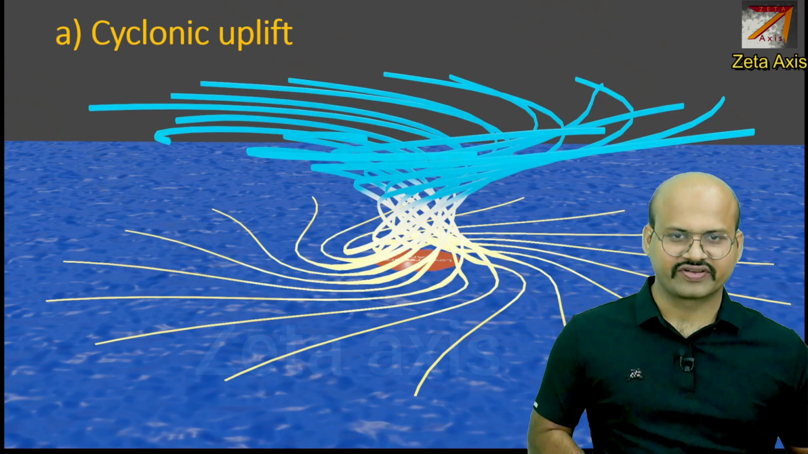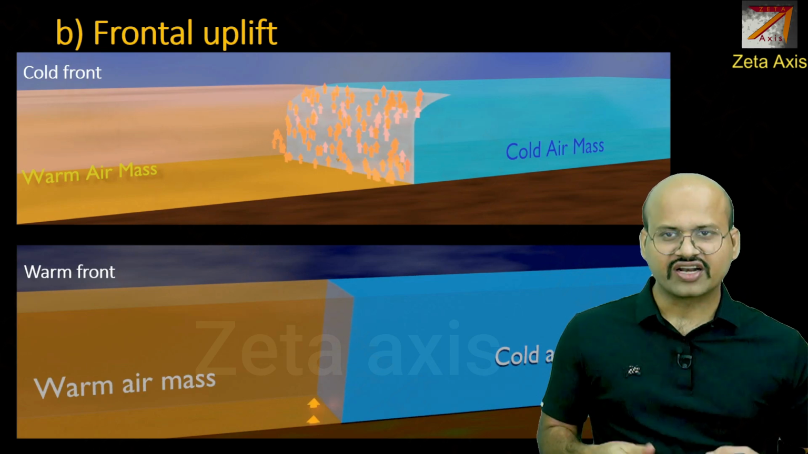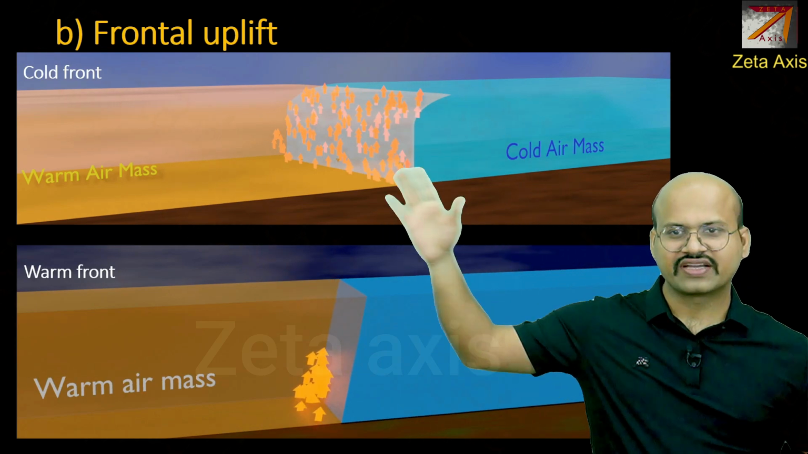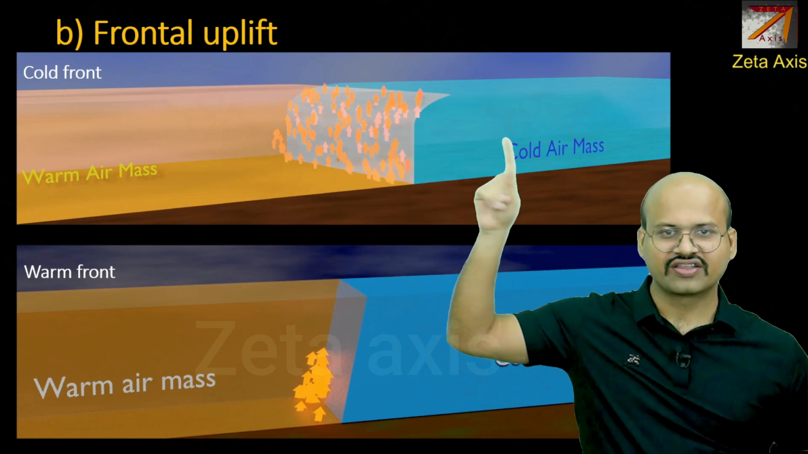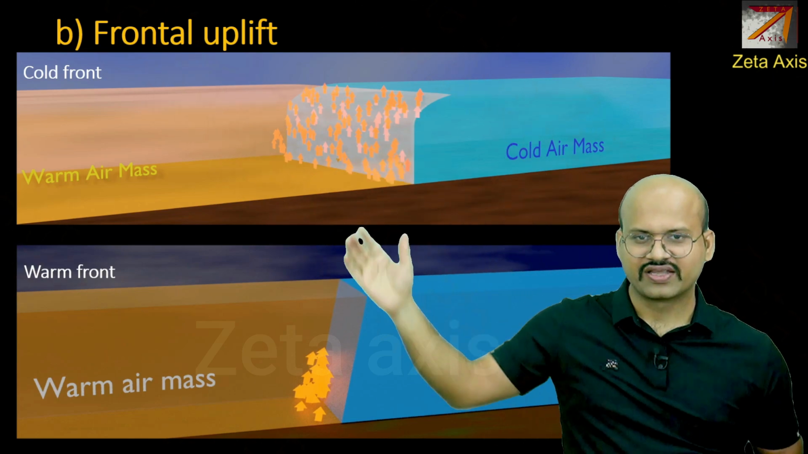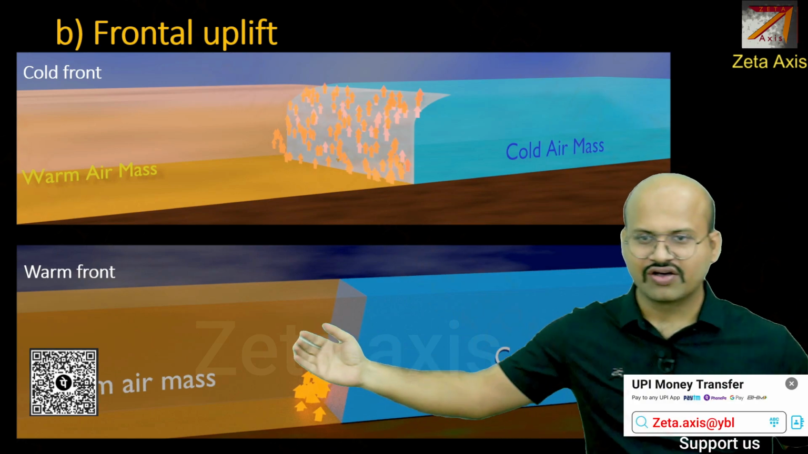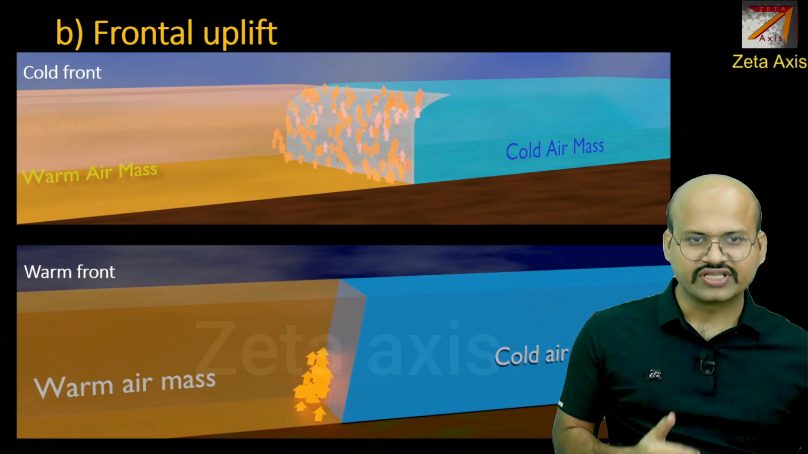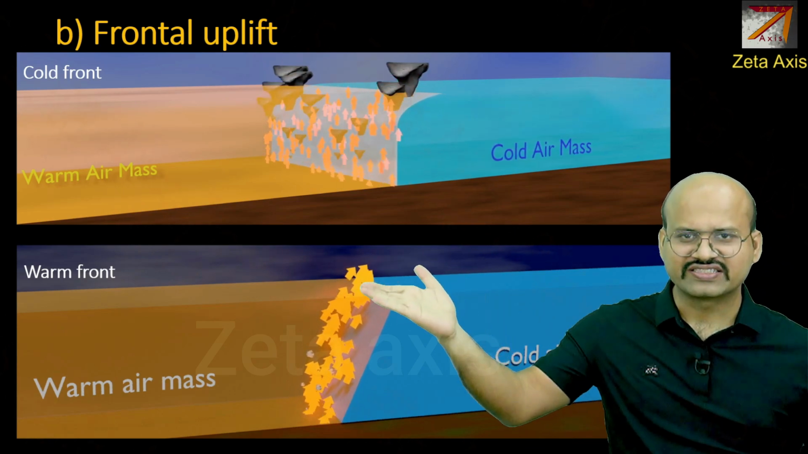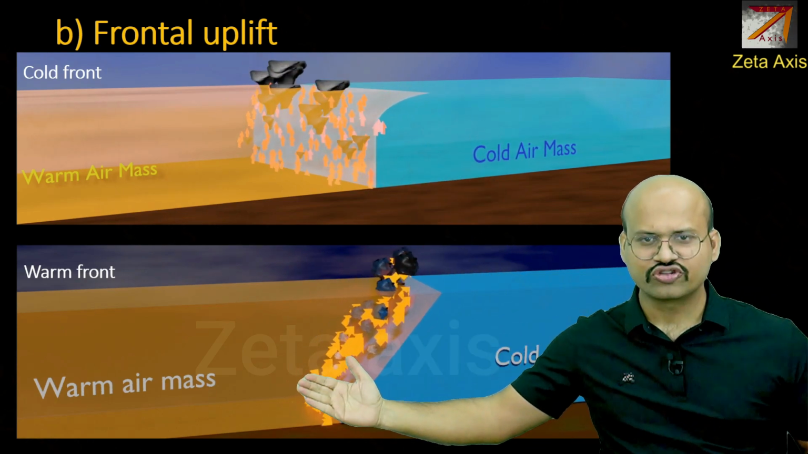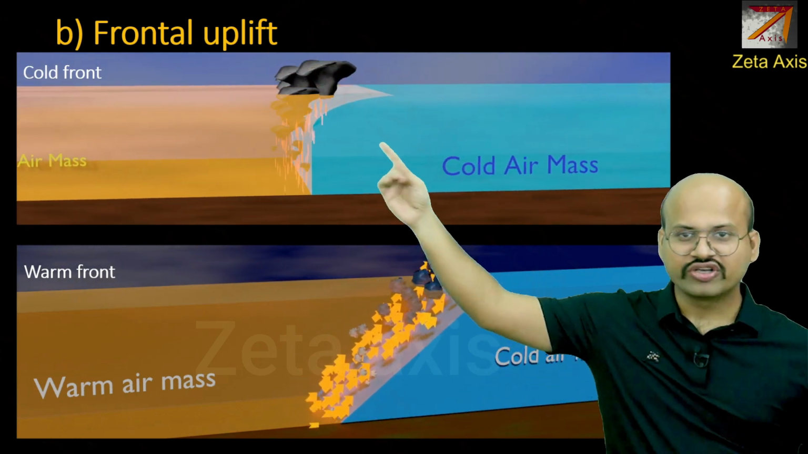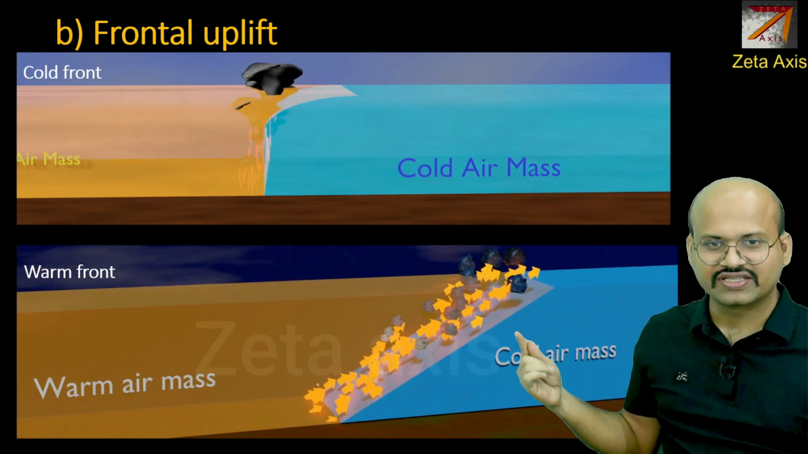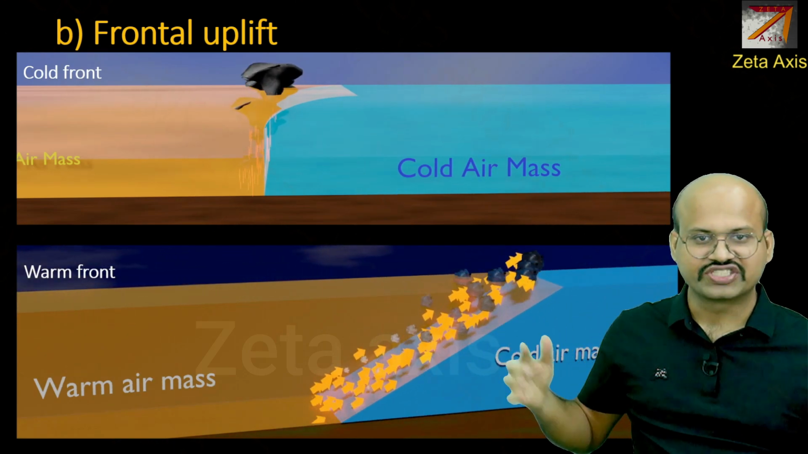Let's see the second one. The second is frontal uplift. Here we know that there is a cold air mass and a warm air mass, and this is the cold front where the cold air mass is moving forward, and here we have a warm front where the warm air is moving towards the cold air mass. At both these margins, we will see that the air is rapidly uplifted here and the air is also slowly uplifted here, but the moisture is also uplifted. So here we can see that cyclonic clouds are formed, and here we see that different types of clouds are formed which give rainfall.